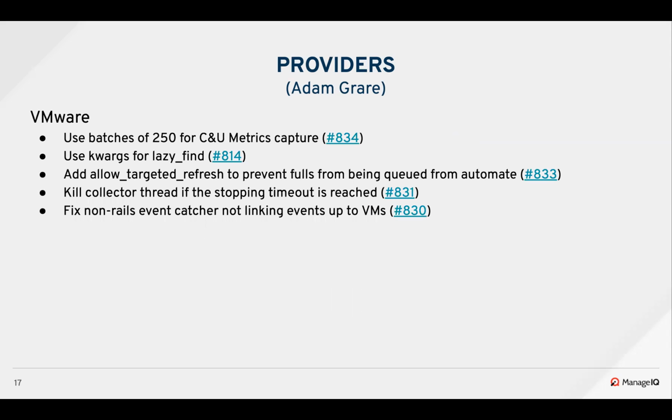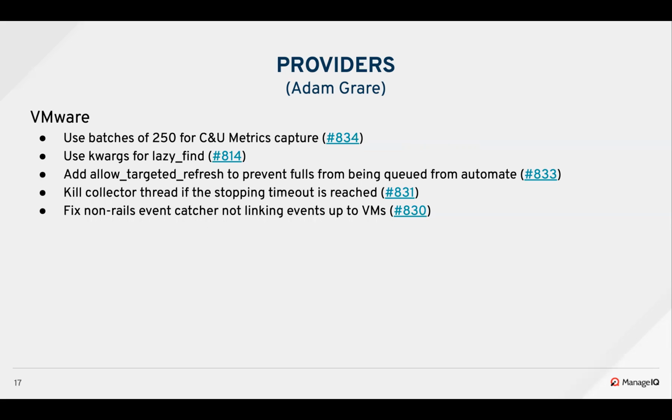For VMware, Keenan finally got to something we've been wanting to do for quite a long time, and is using batches of 250 VMs for Kappa-New metrics capture for VMware. Previously, this was using one queue message per resource, and now we're batching it up for much higher performance, but I'm sure we'll talk about that later in core.